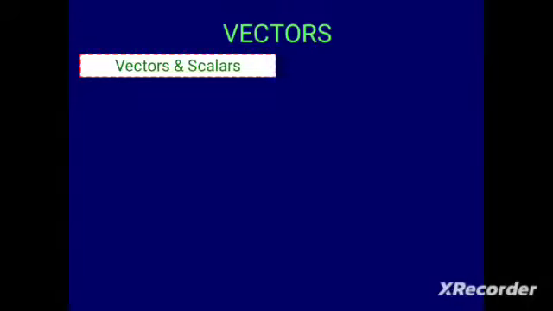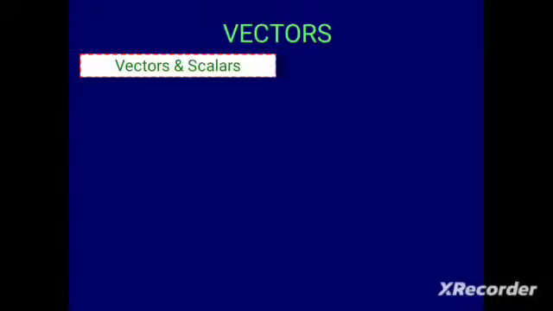Our topic is vectors. This is a topic that we are going to do in two sections. The first part is vectors in 2D coordinates and the second part is vectors in 3D coordinates. The 2D coordinates vector we are going to do in this lesson, and then the vectors in 3D coordinates we'll be doing later in the next lesson.